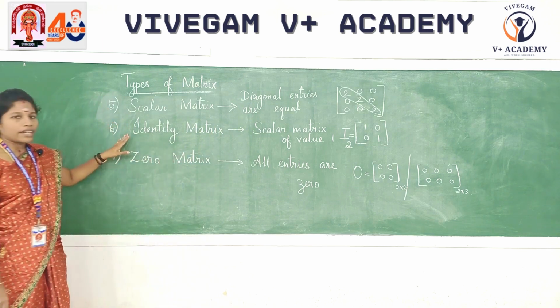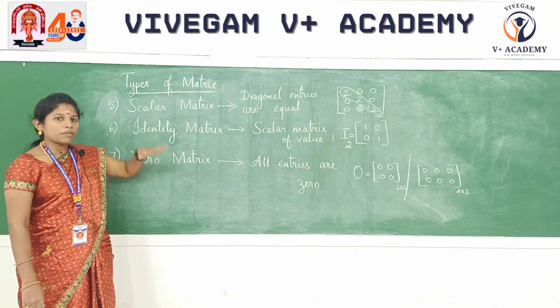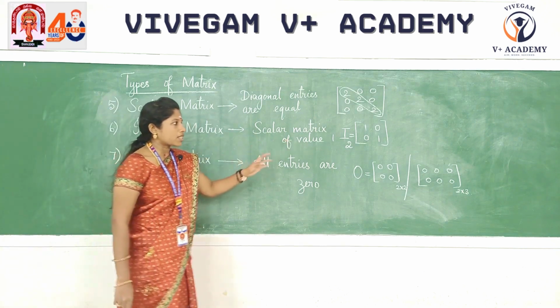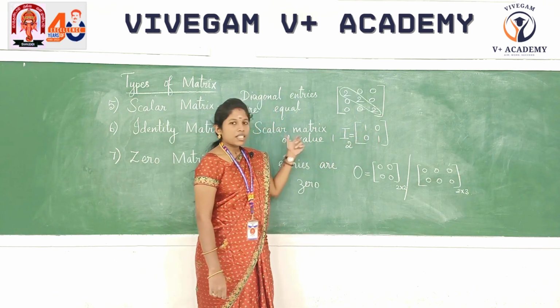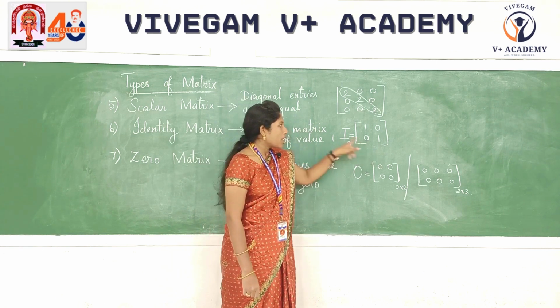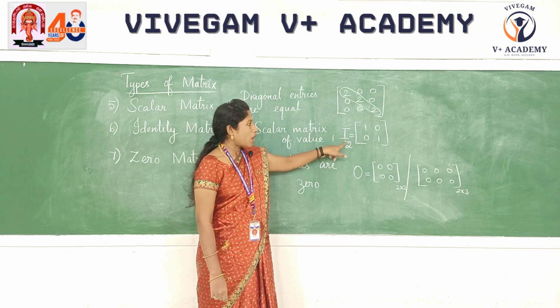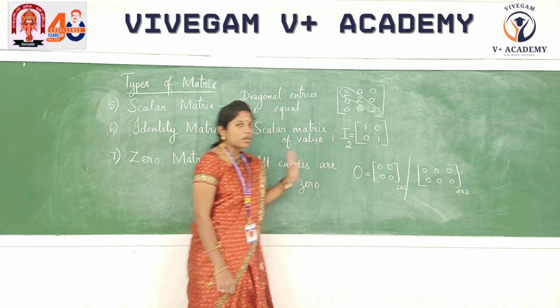The next one is an identity matrix. Identity matrix means, first of all, the scalar matrix becomes an identity matrix if the scalar value is equal to 1, that is, if the diagonal entries' values are equal to 1, then the matrix becomes an identity matrix. And here the order is 2 cross 2. It is denoted by the letter I for identity matrix. Order is 2, so I2. It means 2 rows and 2 columns.